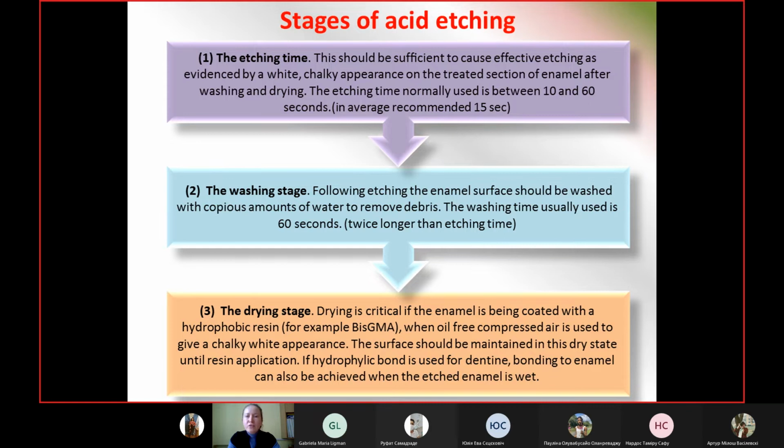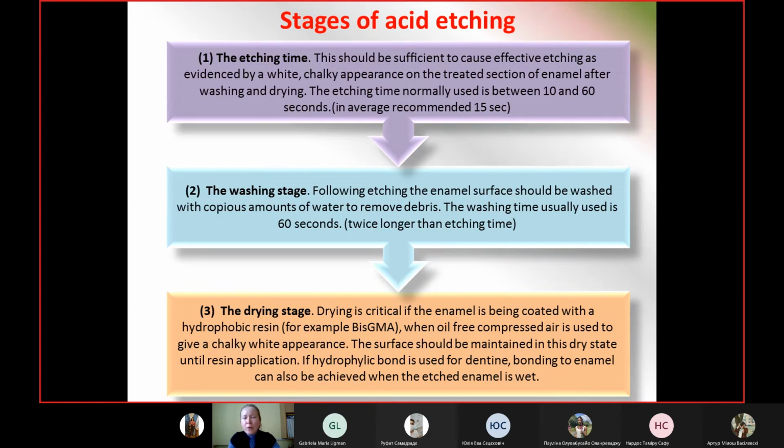Stages of acid etching. We have such stages. First of all, etching time. This should be sufficient to cause effective etching, as evidenced by a white, chalky appearance on the treated section of enamel after washing and drying. The etching time normally used is 10-60 seconds. On average, 15 seconds is recommended.